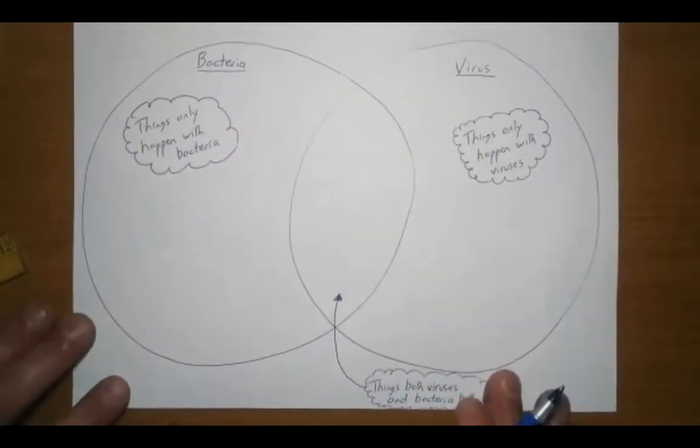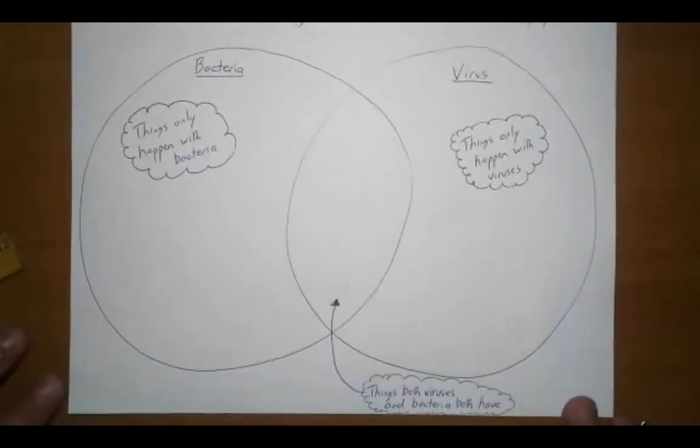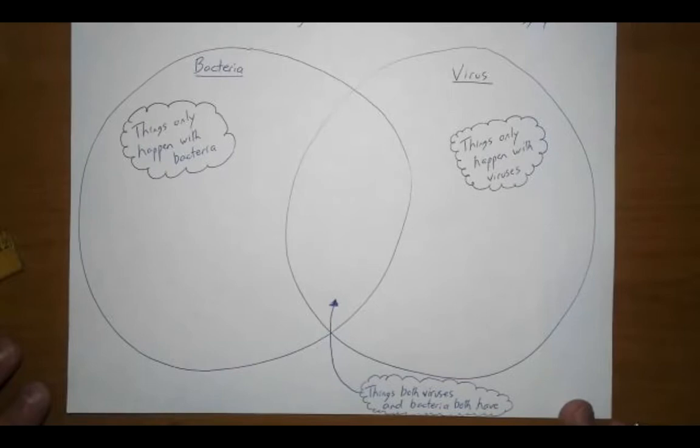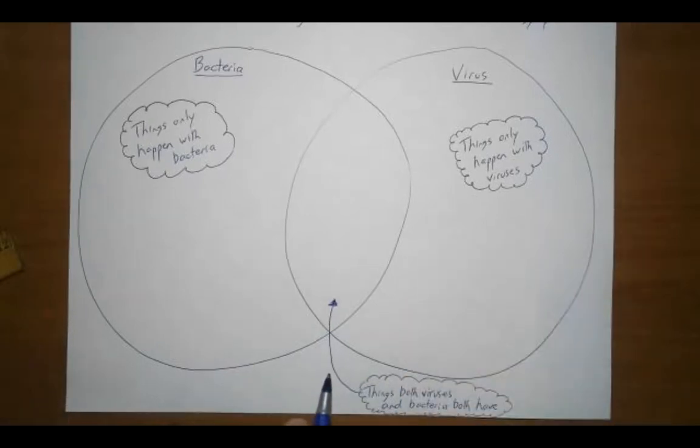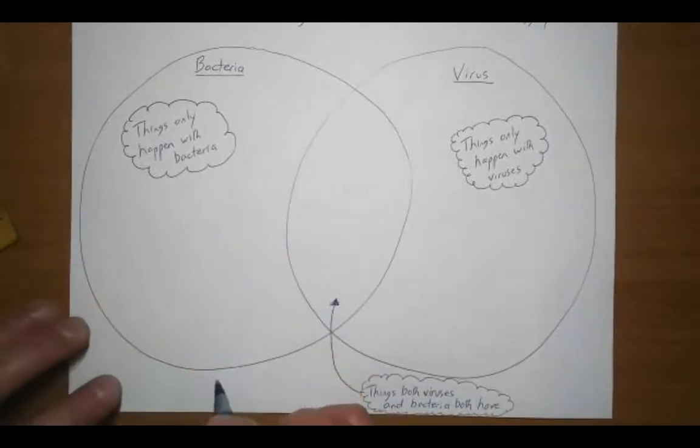Now, if you want to set this up before you do the movie, hey, that makes sense. So you can just have this thing ready to go. And then as you watch stuff on the movie, you can just write it in. All right, couple things I'm going to throw out to you. Okay, so what do we know about bacteria? Okay, bacteria are large. They're about the size of a cell.